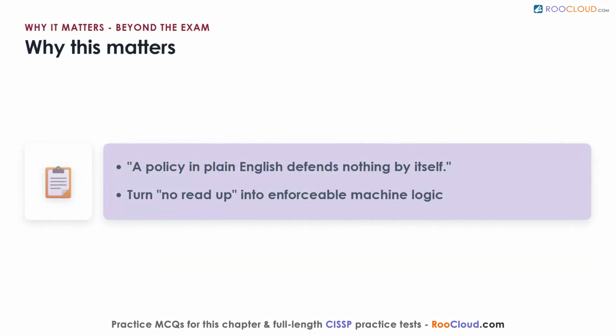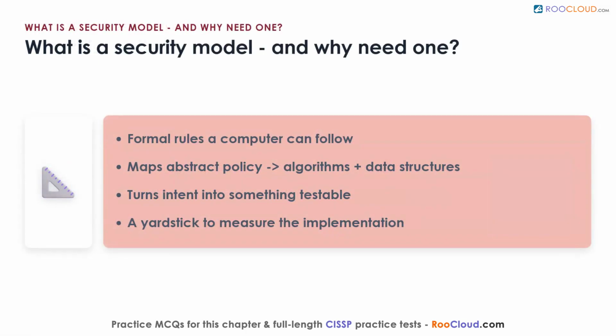Because a policy written in plain English cannot defend anything by itself. Someone has to translate no read up into logic a system can enforce 1,000,000 times a second. Picture an architect handing a builder a rough sketch. Without precise blueprints, the crew is guessing. Security models are those blueprints, and understanding them lets you evaluate whether a system genuinely enforces the policy it claims to. So what is a security model, and why do we need one?